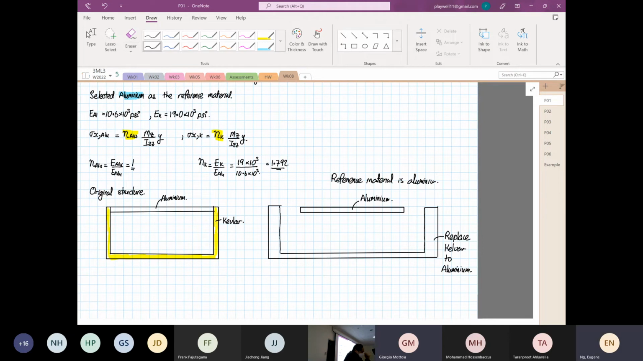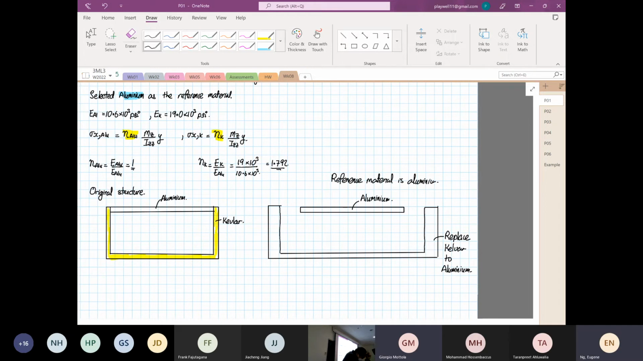Okay, good question. So the question asked is whether physically the aluminum was stretched. My answer is no. This is because we are doing this in the calculation, not physically. Okay. Because the formula that is Mz over Izz multiplied by y can only be used for one material. It cannot be used for two different materials. So we put a coefficient in front so that we can make it for just one material. That's why we replace the Kevlar with what? Aluminum. In order to replace it, you have to make it bigger, right?